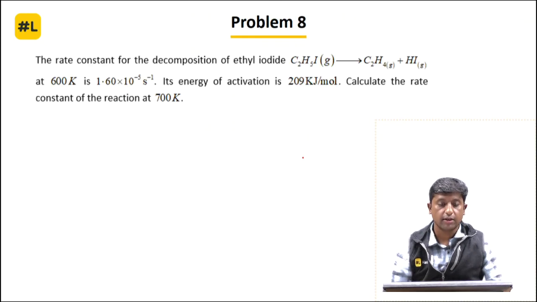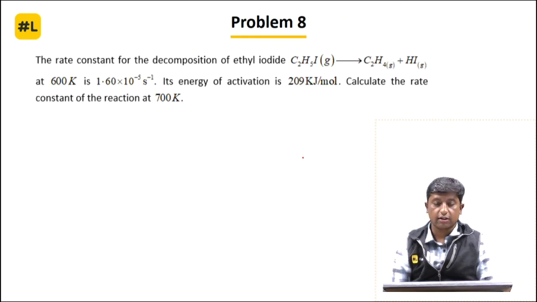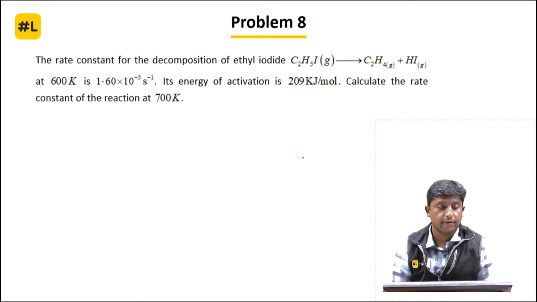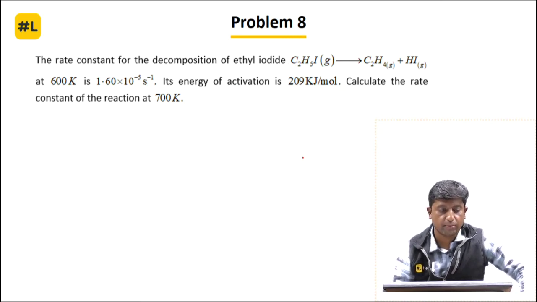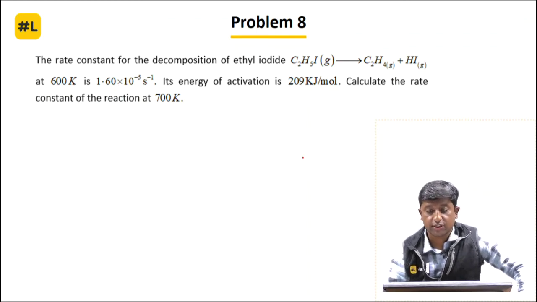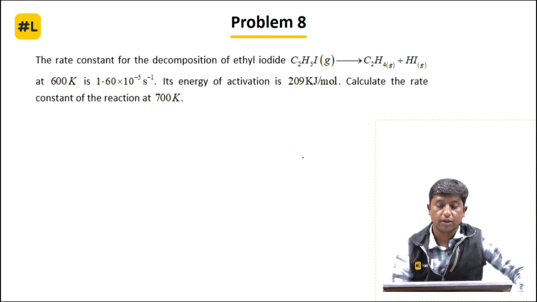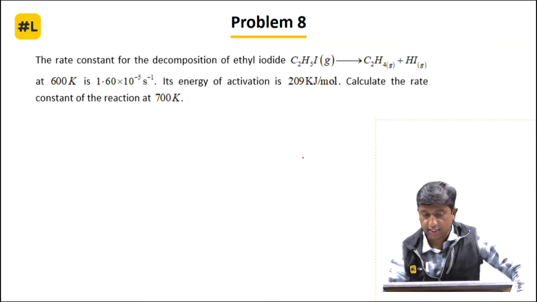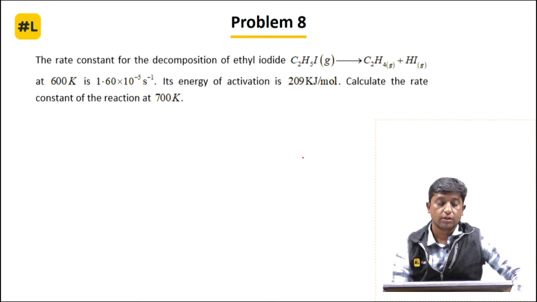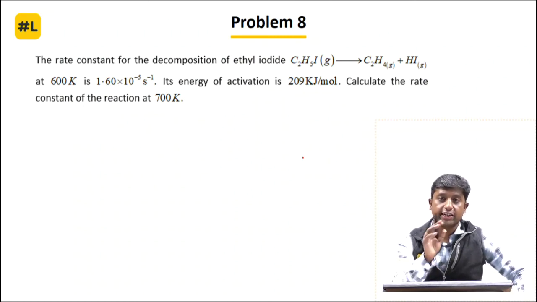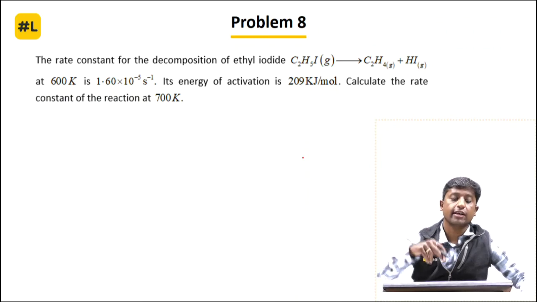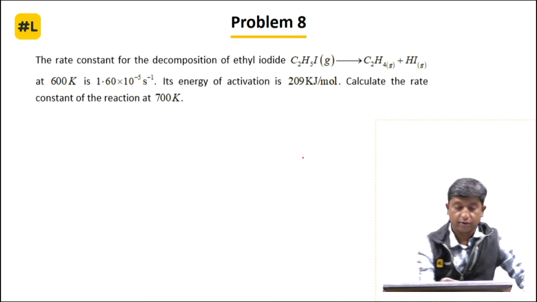Next, problem number 8. The rate constant of ethyl iodide, they have given the chemical equation. Decomposition of ethyl iodide at 600 Kelvin is 1.60 into 10 power minus 5 per second. Its energy of activation is 209 kilojoules per mole. Calculate the rate constant of the reaction at 700 Kelvin. So, we need to calculate the value of K2. You know that the rate constant at 600 Kelvin we can take as K1, whereas the rate constant at higher temperature, let us take it as K2.